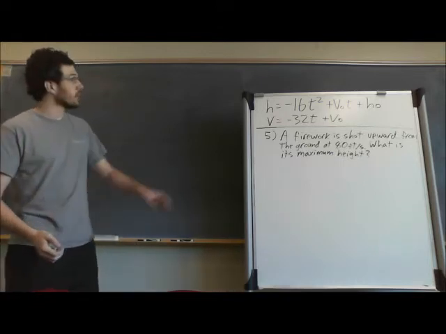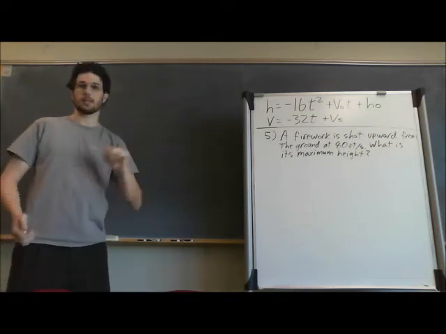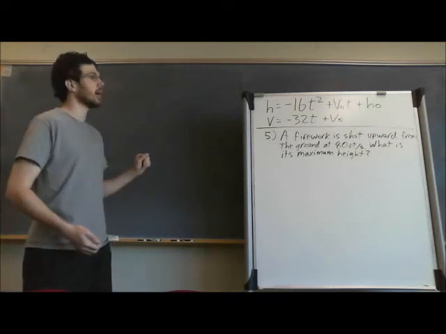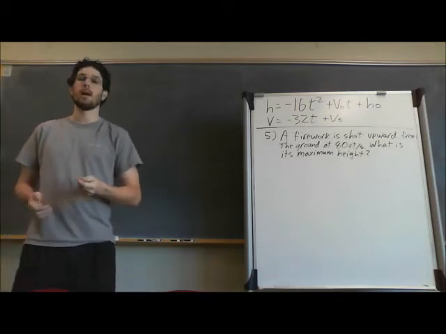So, let's get started. I put our equations up here first, and I paraphrased the problem. We've got a firework that's being shot upward from the ground at 80 feet per second. What is its maximum height?